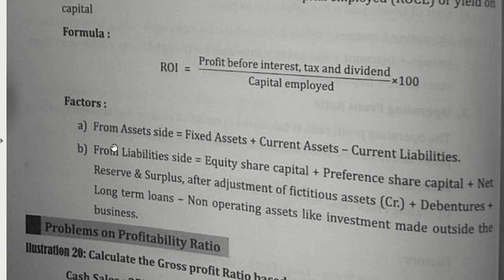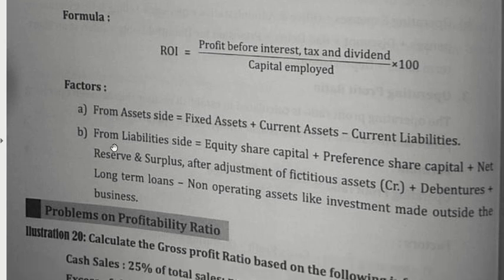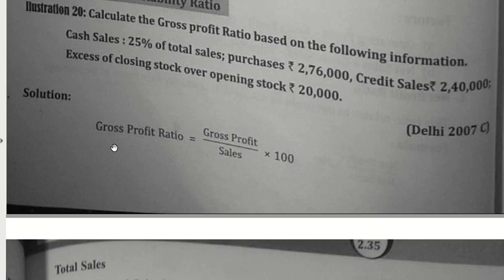The factors that we consider from the asset side are fixed assets plus current assets minus current liabilities, and from the liability side we consider equity share capital, preference share capital, net reserves and surplus after adjusting your fictitious assets, then your debentures, loans, long-term loans, minus your non-operating assets like investments made outside the business. Probably when we do the sum you will all understand the formulas.